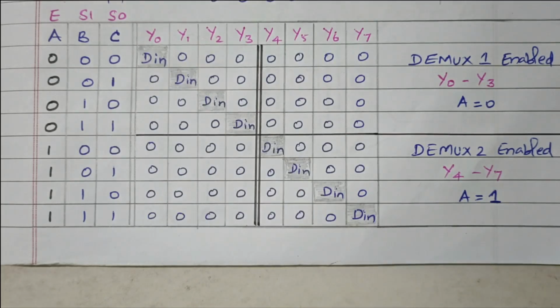So in this video, we discussed how to design the 1:8 demultiplexer using two 1:4 demultiplexers.